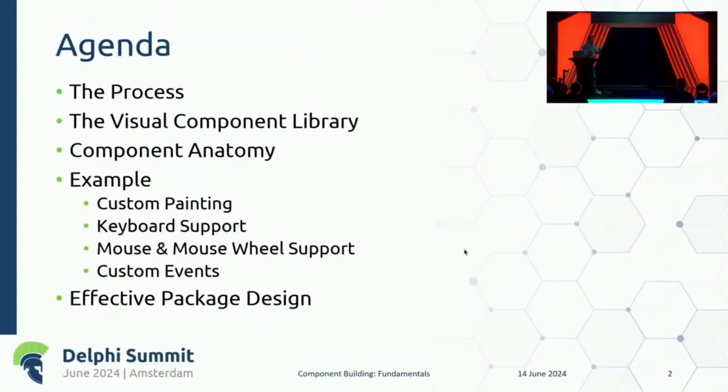So, a jam-packed agenda. We're going to talk about the process. I'm basing this on my experience of building custom components. I build a lot of custom controls. And so there's a specific process, a specific order in which I do things. That's really what I want to share, some of that experience, some of those helpful hints to make your lives easier. We're going to talk about the Visual Component Library.